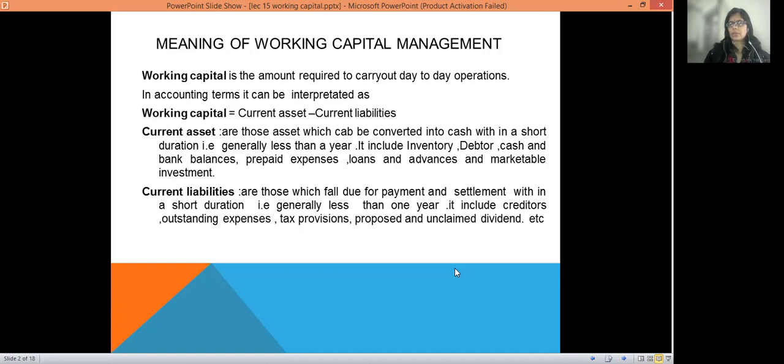In the same sense as we are having in the current asset, that you can convert it into cash in less than 1 year. In the same sense, you are having an option, you are having an obligation that you have to pay your current liabilities in less than 1 year time period.